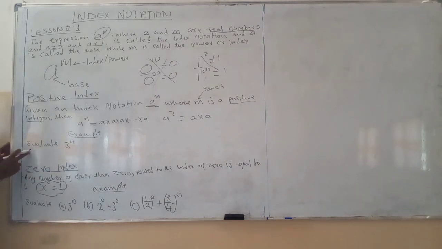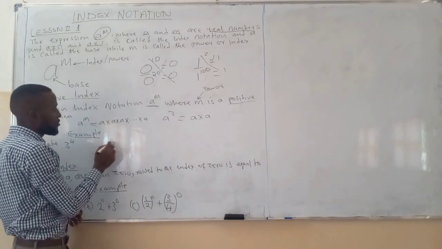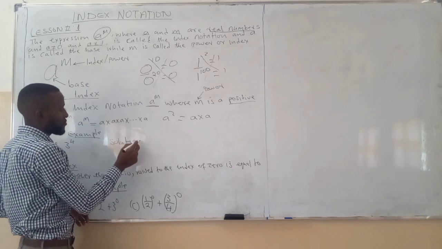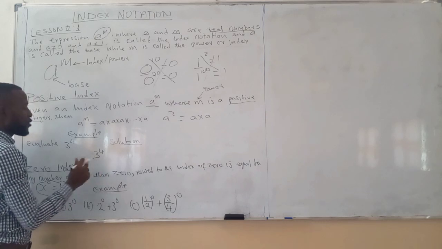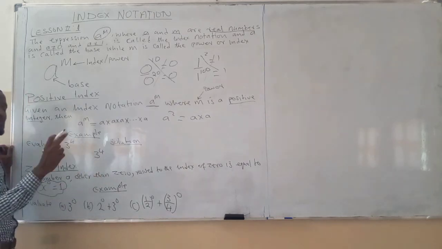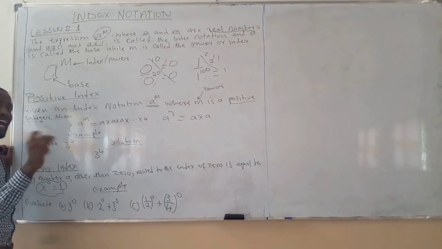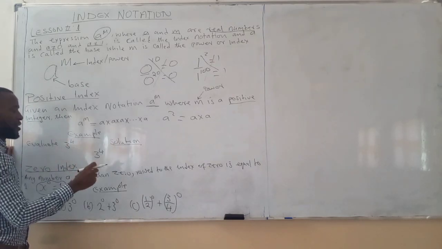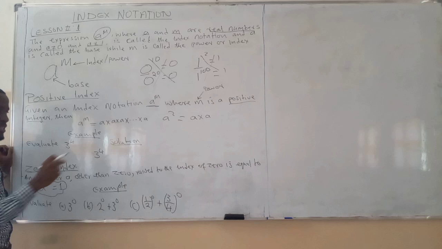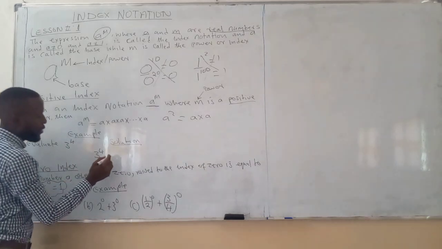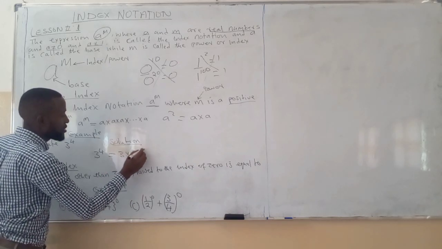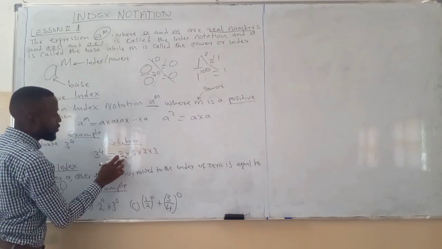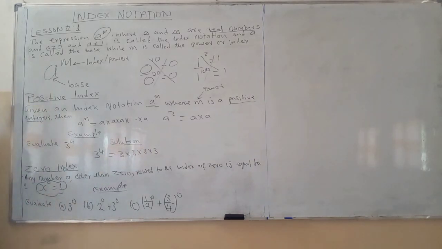Let's look at the example here. The example simply says evaluate 3 to power 4. What are they simply saying here? Solution. They are saying we should evaluate 3 to power 4. The way to evaluate it is that this 3 should multiply itself 4 times. So this is going to be 3 times 3 times 3 times 3. How many times? 1, 2, 3, 4. That is what they are telling us.